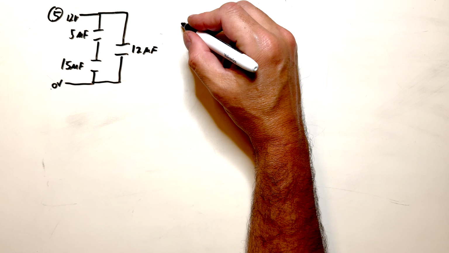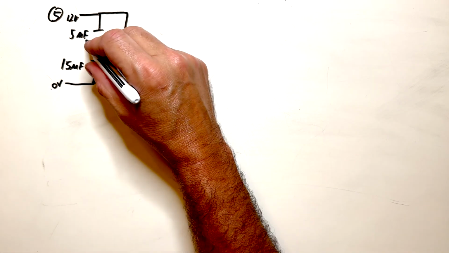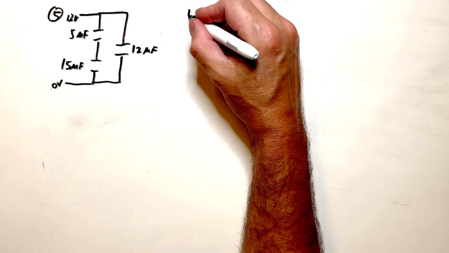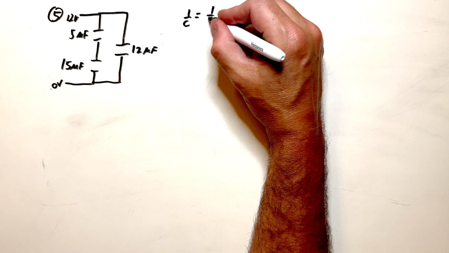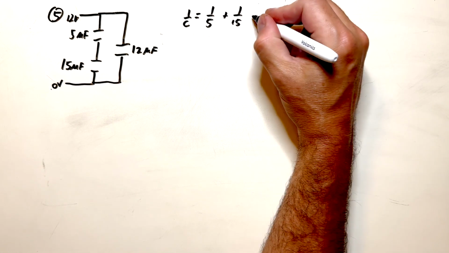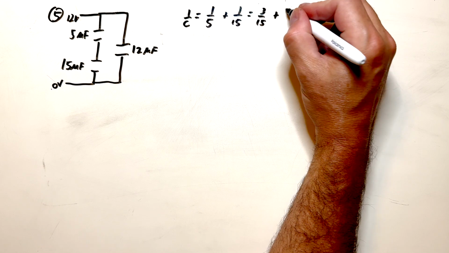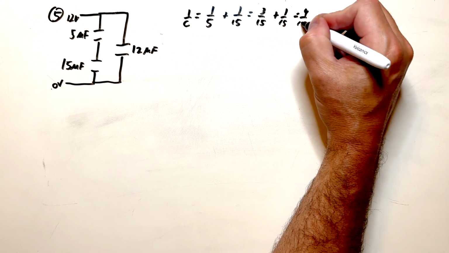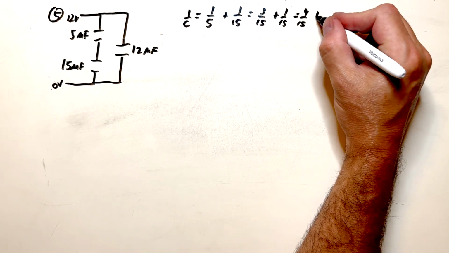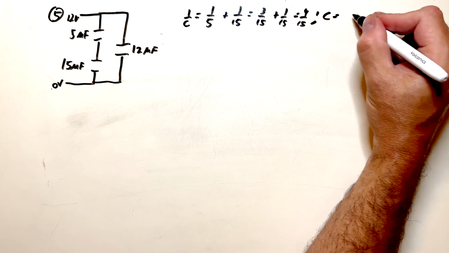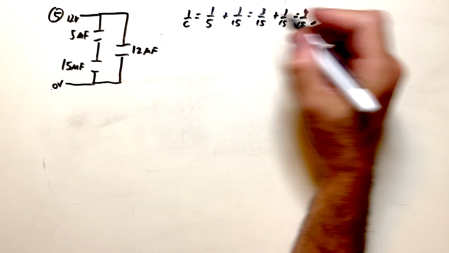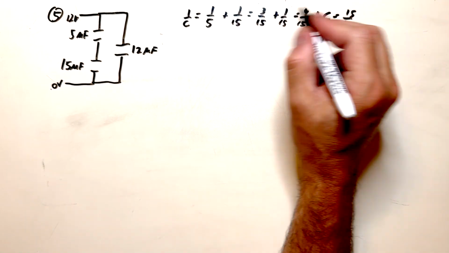Okay, so let's get the combination first, the 5 and 15 microfarad capacitors. So 1 over C is going to be 1 over 5 plus 1 over 15, and that's going to be 3 over 15 plus 1 over 15 equals 4 over 15. So C is equal to 15 over 4. So it's almost a capacitance of 4 microfarads.